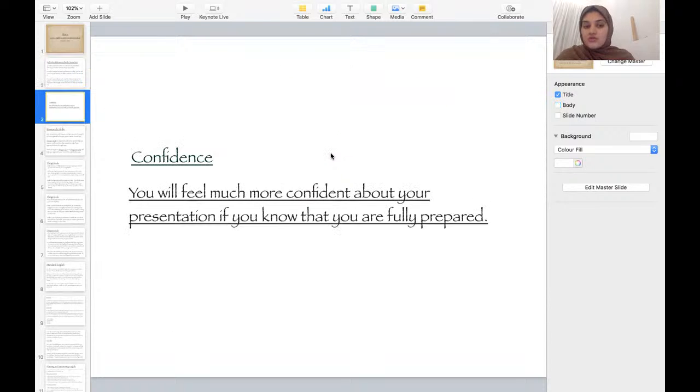So the main thing about whenever presenting a presentation and using your voice, which is the main topic of this lecture, is that it's all about confidence. So you feel much more confident about your presentation if you know what you're going to talk about and if you know that you are fully prepared.